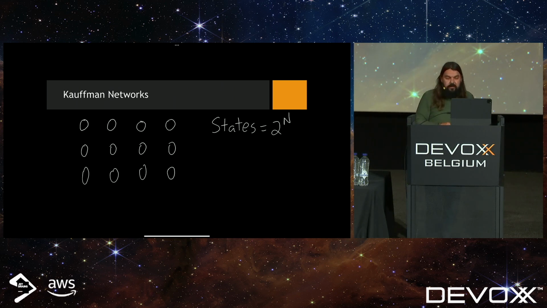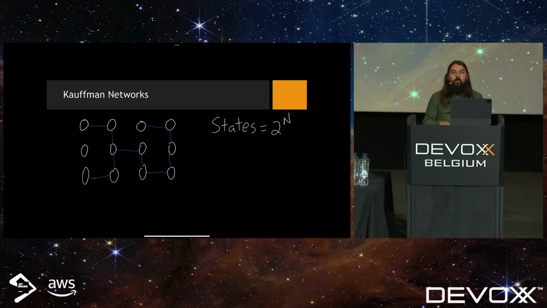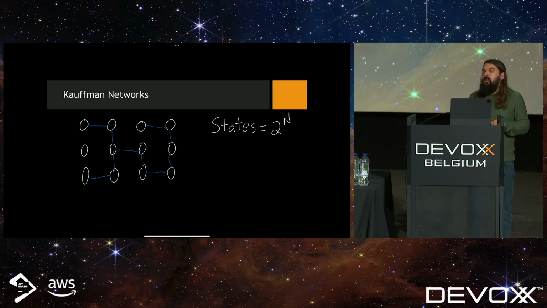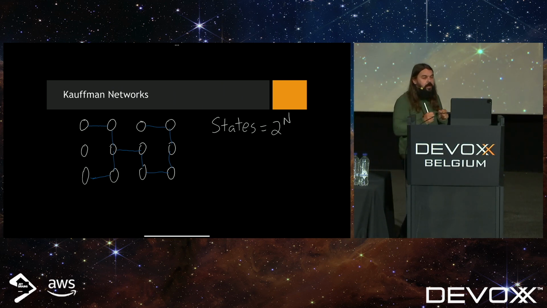Then he did something really interesting. He started to add links between the nodes. And these links allowed one node to tell one other node what its decision was, whether it was on or off. And it took that decision as input to its own little algorithm so that it influenced it in some way.